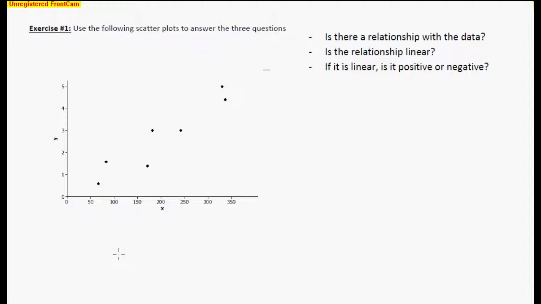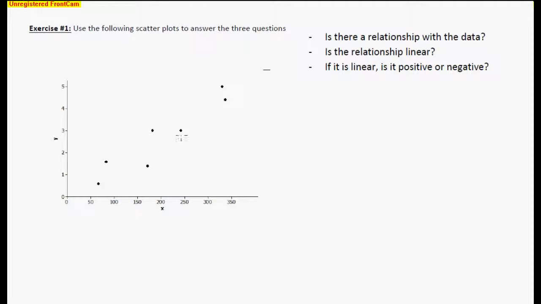All right, everyone. This video is expanding the idea of scatter plots and looking at what kind of relationship we have with these plots, and if there is a relationship, is it positive or negative? On your note packet under exercise 1, it says use the following scatter plots to answer the three questions. The three questions are in the upper right, and they are on your note packet right above where it says exercise 1.